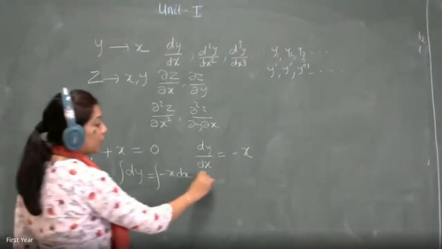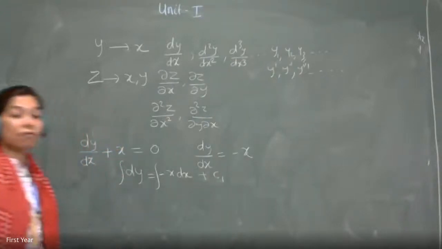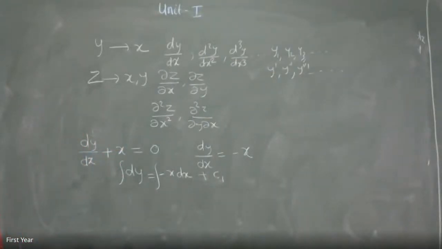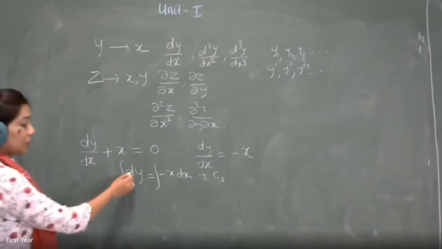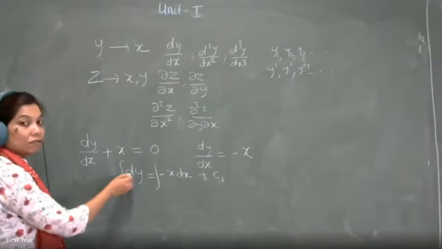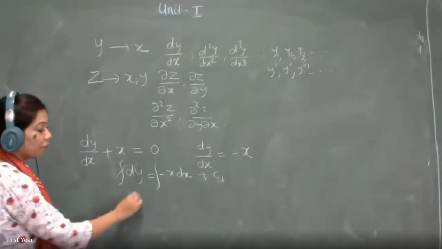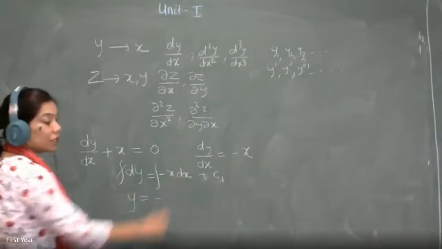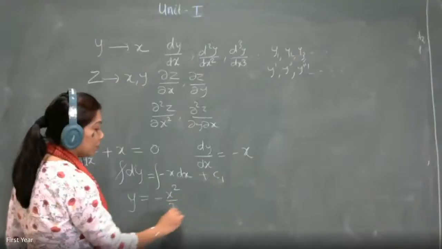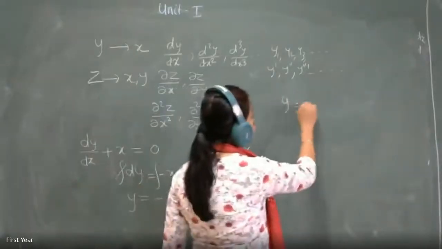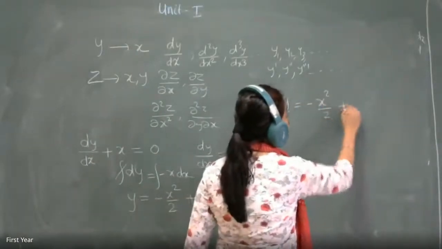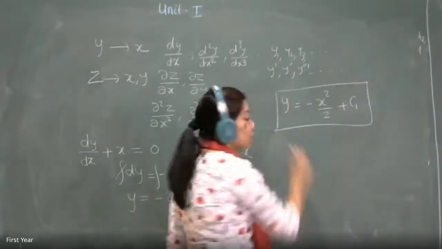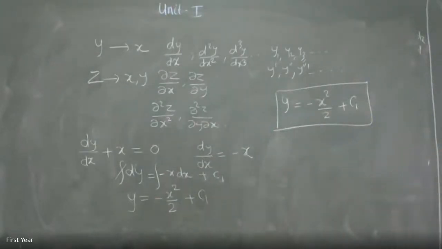Just integrate on both sides, and since you are integrating once, you have one constant of integration, which is c1. Now do the integration. D and integration are inverses of each other, so they cancel out. And therefore you get y is equal to minus the integration of x, which is x square by 2, plus c. So y is equal to minus x square by 2 plus c1, which is the solution of this particular differential equation.